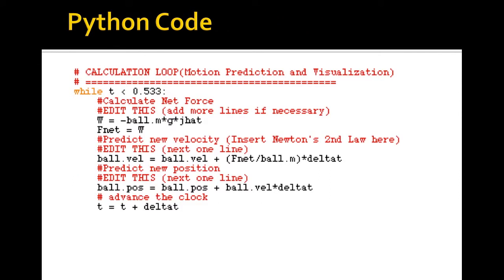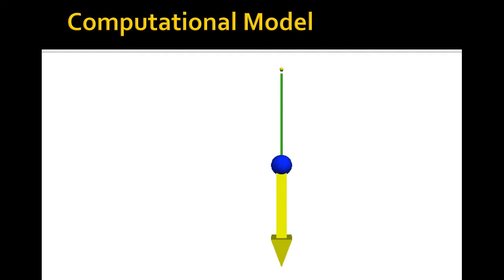So we're now going to put that into Python code. W is equal to the negative mass times gravity, and W is then set to F net. F net is then put into Newton's second law. So using that, we produce a computational model that shows the weight force acting on the object.